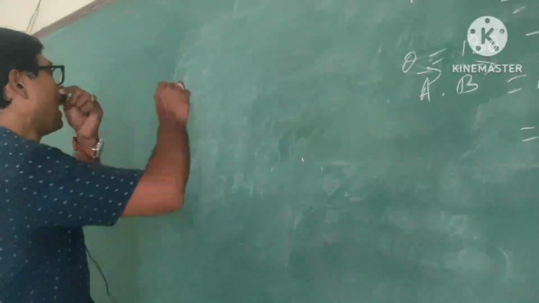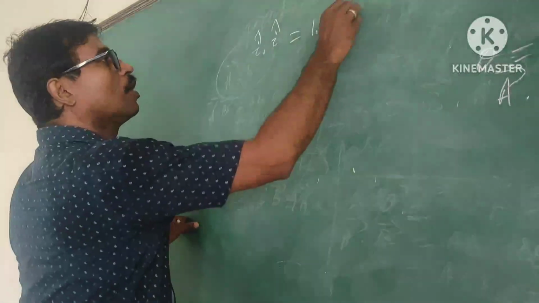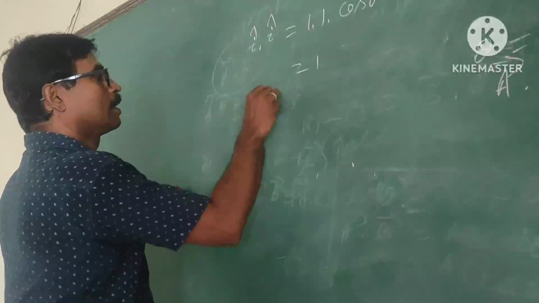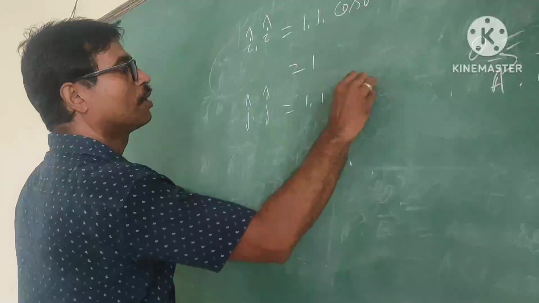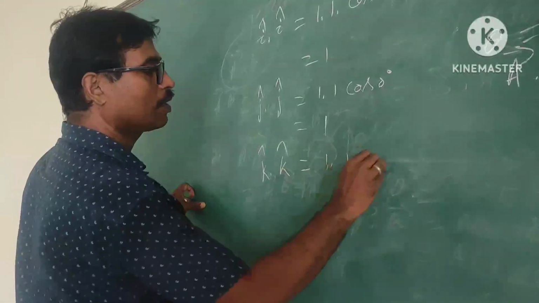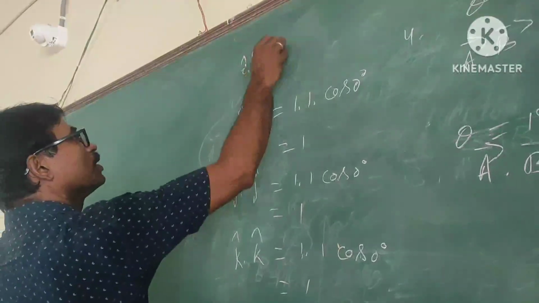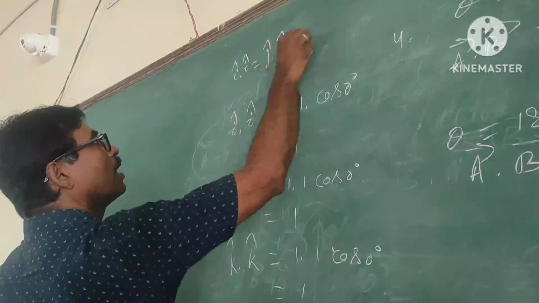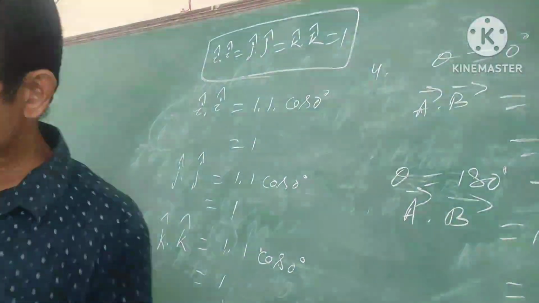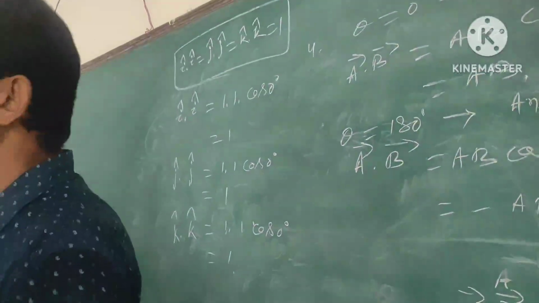Similarly, if you take i cap dot i cap, that means it is 1 into 1 cos 0, so it is 1. Same for j cap, it is 1 into 1 cos 0, 1. Then k cap, 1 into 1 cos 0, so 1. That means i cap dot i cap, j cap dot j cap, k cap dot k cap are all equal to 1. The scalar product of two similar base vectors is unity.